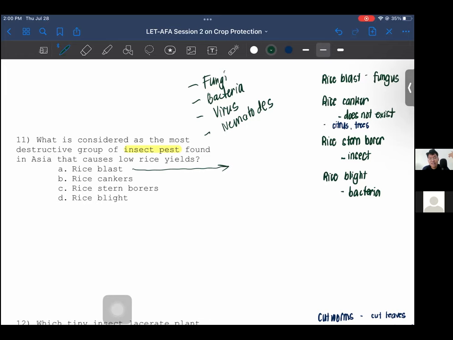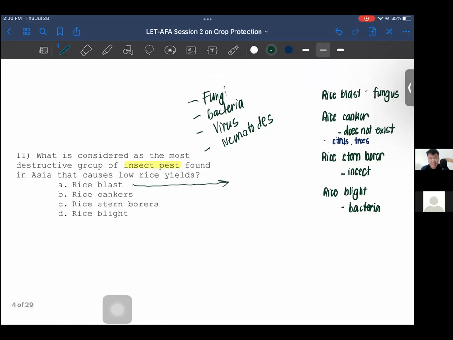Canker is not existent in rice. Because canker, as you will see in the next questions, happens in stems. It looks like a wound, as if cut by a knife, but it is actually caused by a bacteria. Canker also happens in citrus, like pomelo, or suha. Even in oranges and lemon, there are tendencies of canker. Later, I will be showing you pictures on that.